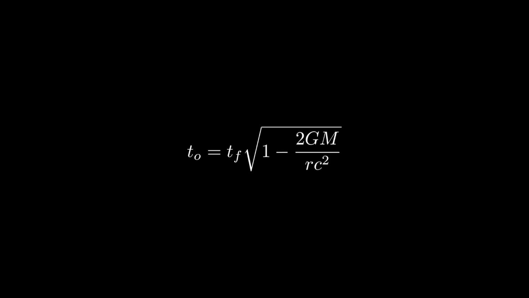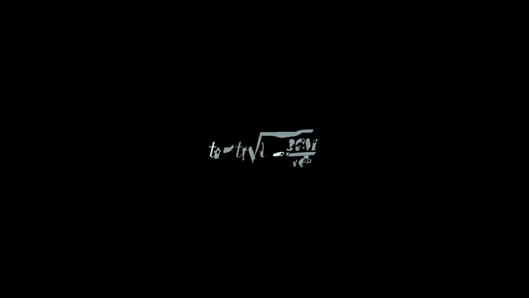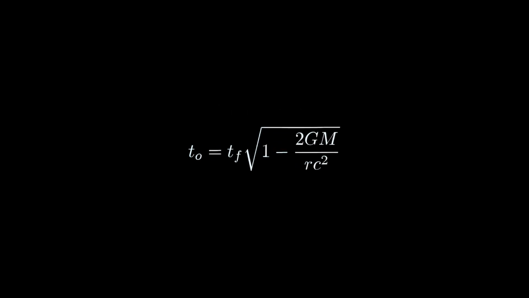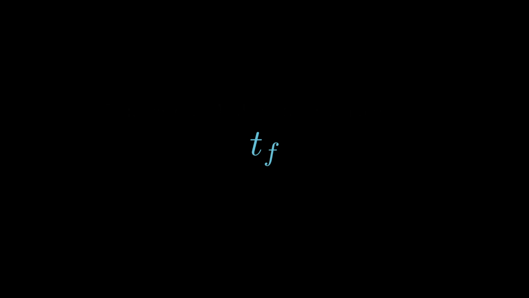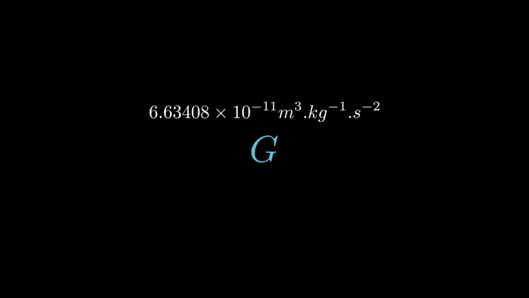First of all, T0, which is the proper time. This is the time recorded when the observer and the event are at the same point in space-time, which means they'd be experiencing the same gravitational force. Next, there is TF. TF is the time as measured where there's no gravity. The G is the universal gravitational constant, which is this. Don't worry about its value too much.